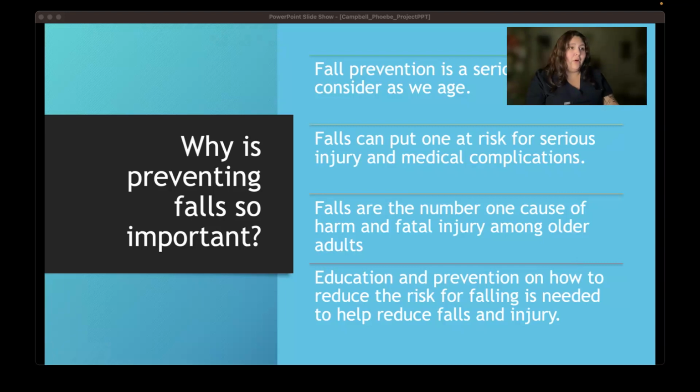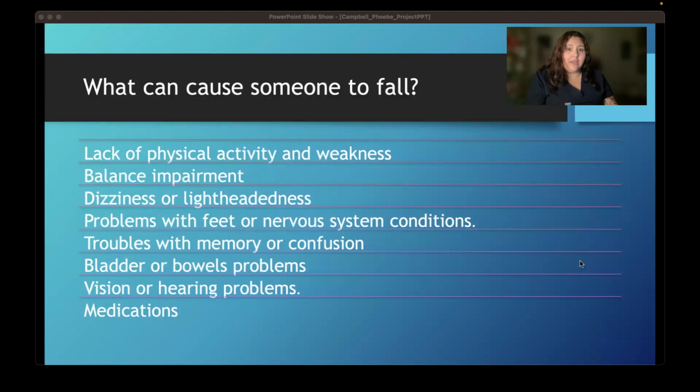So why is preventing falls so important? Fall prevention is a serious topic to consider at any point throughout life, but becomes more relevant when we age. Falls are the number one cause of harm and fatal injury in adults 65 and up. More than 1 out of 4 adults fall, but less than half actually tell their doctor. Falling puts one at greater risk for serious injury or medical condition such as a head injury or a hemorrhage. Educating and preventing falls greatly reduces one's risk for injury by falling, because falling once can double your chances of falling again.